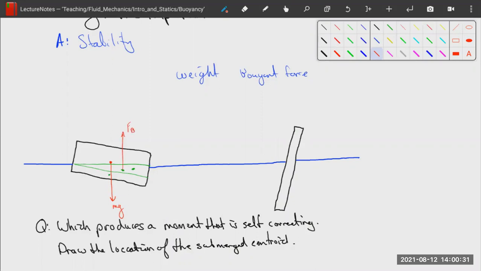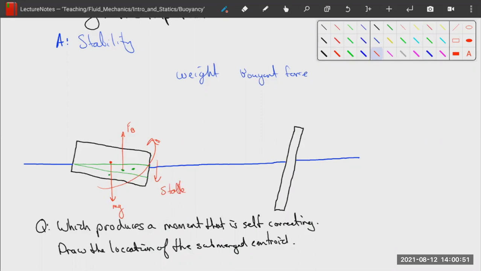If we look at these two forces, they form a couple trying to rotate our object in this direction. So our box has been pushed down and rotated this way a little bit, and the force couple from the buoyant force and the weight of the object tries to rotate it back up. Therefore, it is stable.